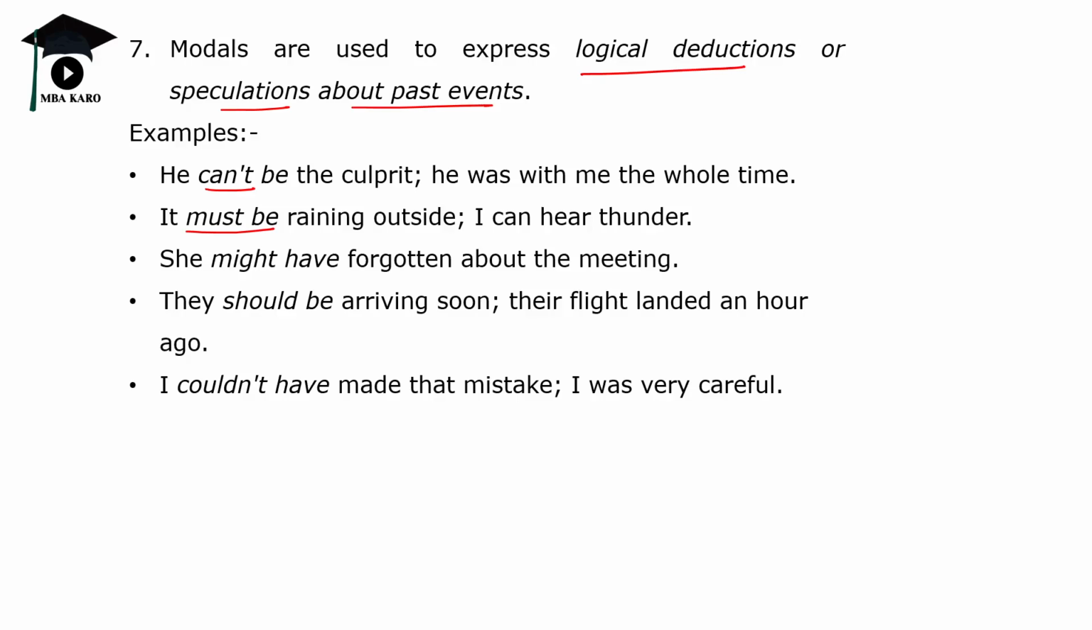So there are some logical deductions or speculations. Okay, she might have forgotten about the meeting. Since she has not attended the meeting, she might have forgotten about it, right? So they are making speculation about it. They should be arriving soon. Their flight landed an hour ago. So now they should be arriving soon. Okay, because their flight landed an hour ago, they should be arriving any moment now. Clear? Then, I couldn't have made that mistake. I was very careful. So because I was very careful, I don't think I made that mistake. I couldn't have made that mistake.